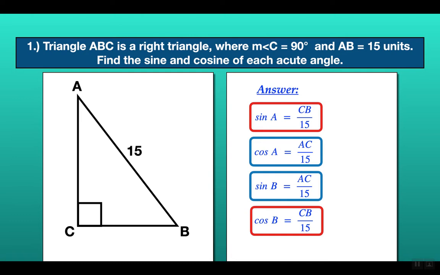All I'm doing is getting the two acute angles, which may have different letters, but the cosine of one will always equal the sine of the other, and the sine of one will always equal the cosine of the other. That's going to come up again several times in this review, and it's very important.